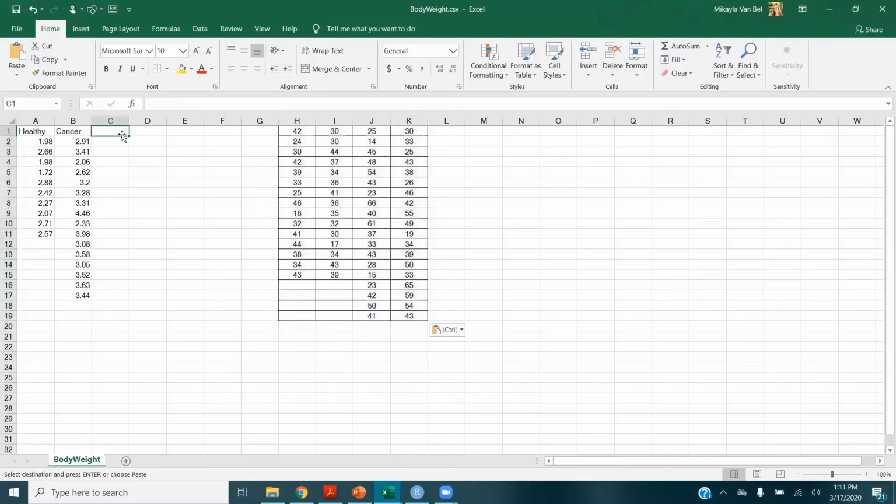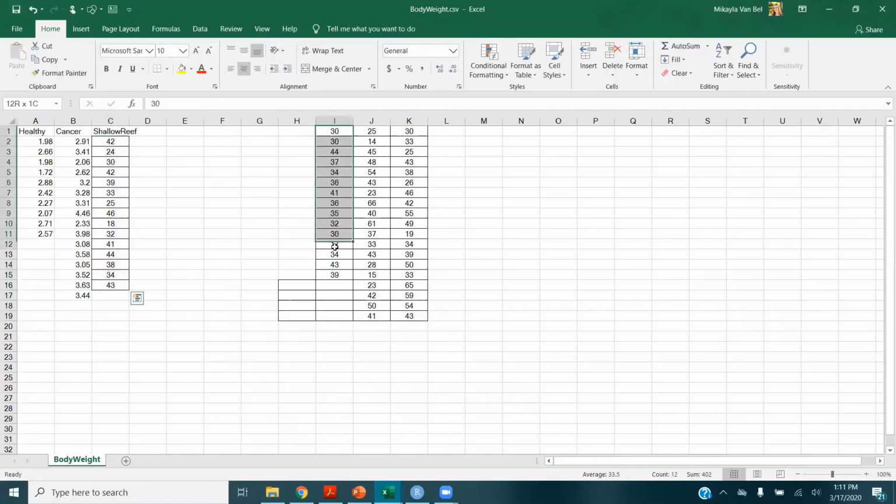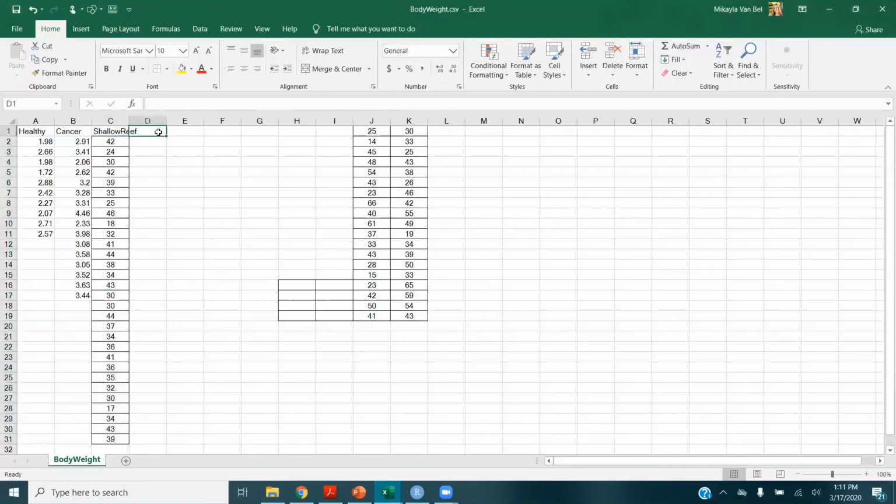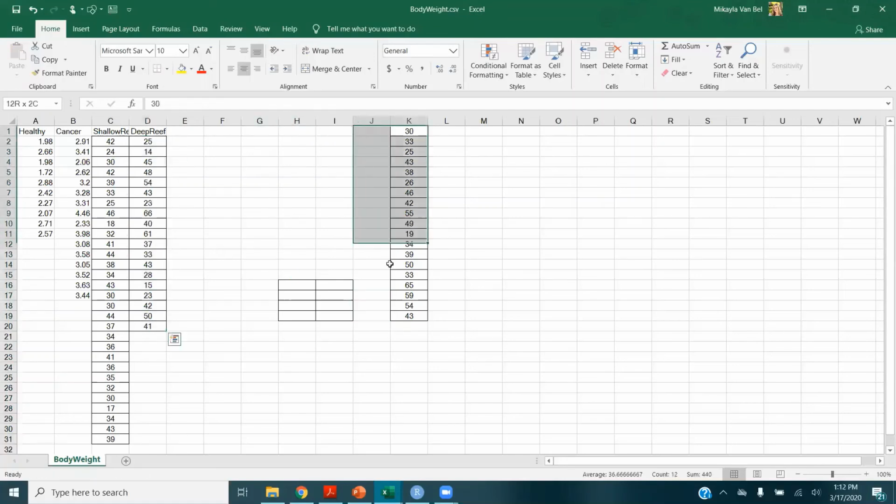The first set of data was from the shallow reef, so I'll go ahead and type that here. And I'm going to cut and paste the numbers for that data into that column. I'll do the same thing for the deep reef data. Again, cutting and pasting this data into one column.